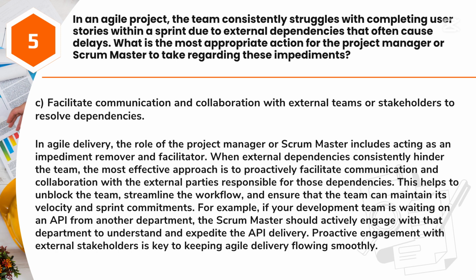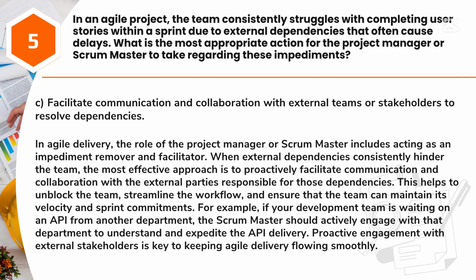Answer: C. Facilitate communication and collaboration with external teams or stakeholders to resolve dependencies. In Agile delivery, the role of the project manager or Scrum Master includes acting as an impediment remover and facilitator. When external dependencies consistently hinder the team, the most effective approach is to proactively facilitate communication and collaboration with the external parties responsible for those dependencies.